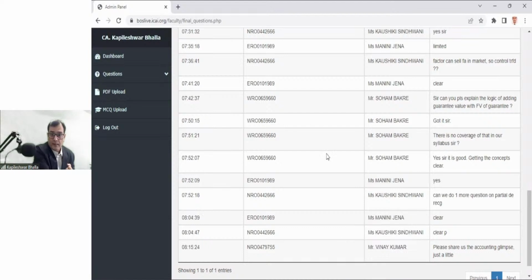Okay, Vinay, you said, so please share the accounting glimpse just a little. Okay, you mean the accounting glimpse of what? You mean the subsidy accounting for CIA, etc.? That is outside the purview at the moment. We don't want to get into all that at this stage.